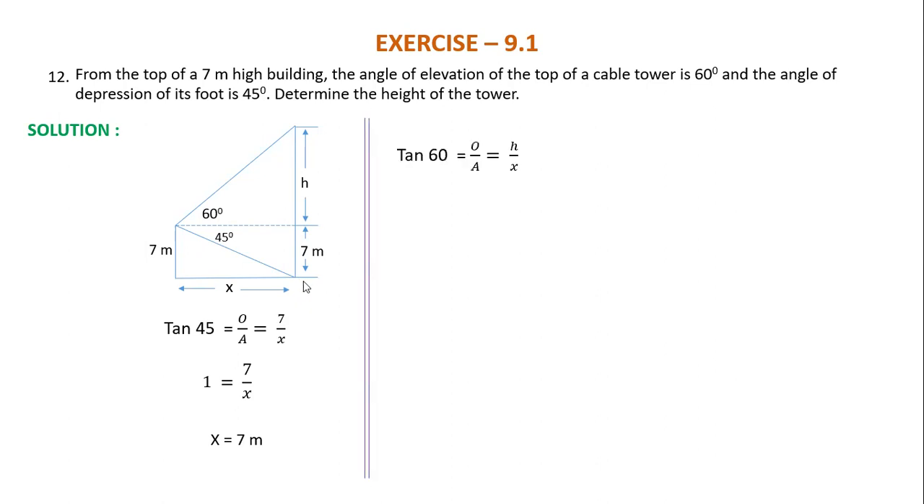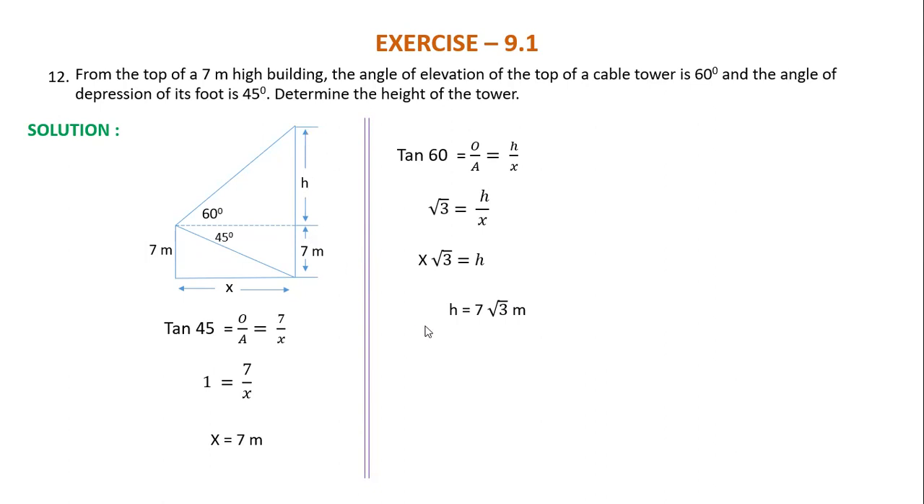Now, tan 60. When you take h upon x, 1 of root 3 is equal to h upon x. x root 3 is equal to h. What is x? x is 7 meters. So 7 root 3 is equal to the height h.